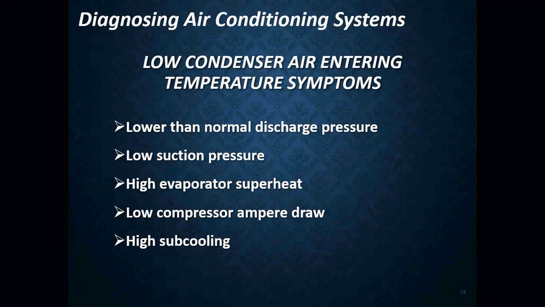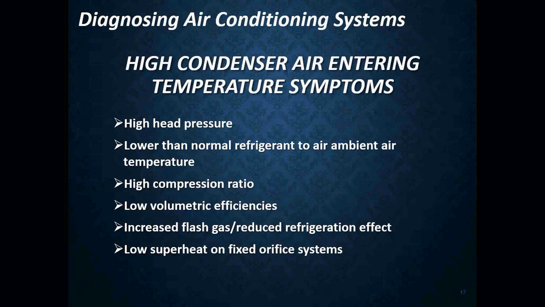Air conditioning. If my air temperature isn't right, I'm going to be screwing up my pressures and my efficiencies of that unit. High condenser air entering temperature systems is going to be the complete opposite. I'm going to expect high head pressure, lower than normal refrigerant to air and ambient air temperatures, high compression ratios, low volumetric efficiencies, increased flash gas at my metering device, which is going to be reduced refrigerant effect, low superheat on your fixed orifice systems.